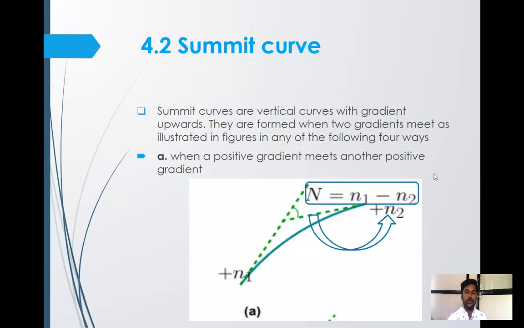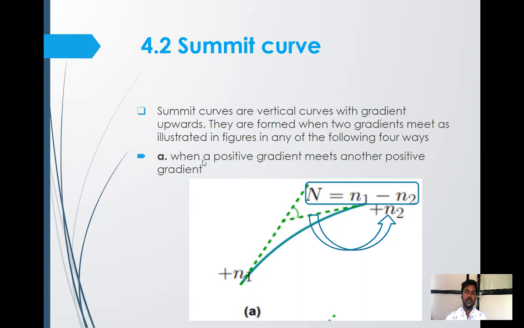Now we'll move forward. Our next point is the summit curve. The summit curves are the vertical curves with the gradient upwards. They are formed when two gradients meet, as illustrated in the figure, in any of the following four ways. Whenever these four conditions are there, it forms the summit curve. What are these four conditions?